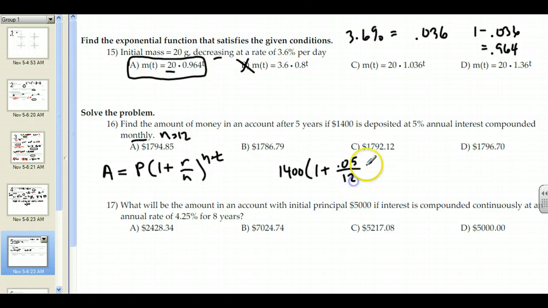So that's 12. This is N, so this is also a 12. Times T is the number of years, so 5 years. That means T is 5. Alright, and then plug that into your calculator.